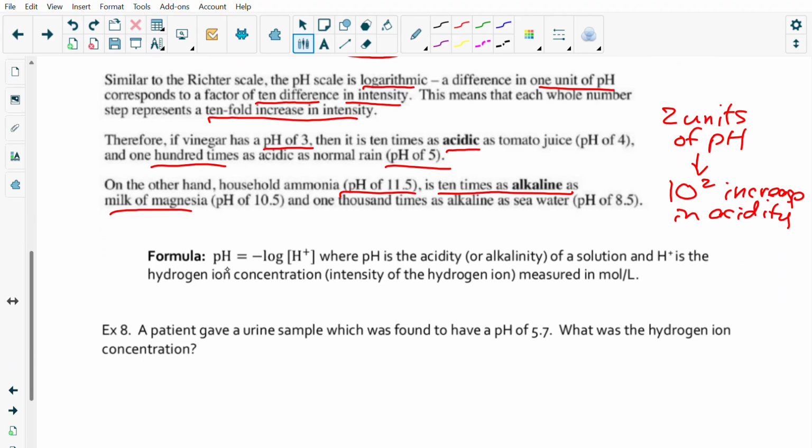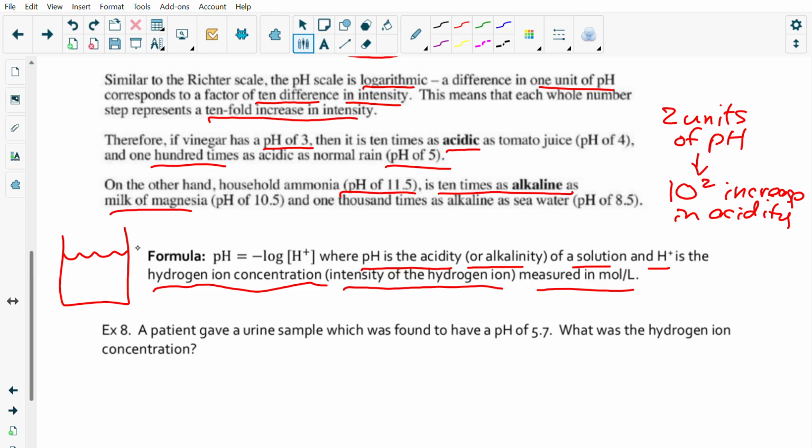Here's my formula. pH equals the negative log of the hydrogen concentration, where pH is the acidity or alkalinity of a solution, and H plus is the hydrogen ion concentration, the intensity of hydrogen ion measured in moles per liter. So if you have a solution that's acidic, you'll have a whole bunch of these hydrogen ions floating around, and that's what creates that sensation. If you've ever had a can of soda, that's phosphoric acid, folks, or drink orange juice, that's citric acid, folks.